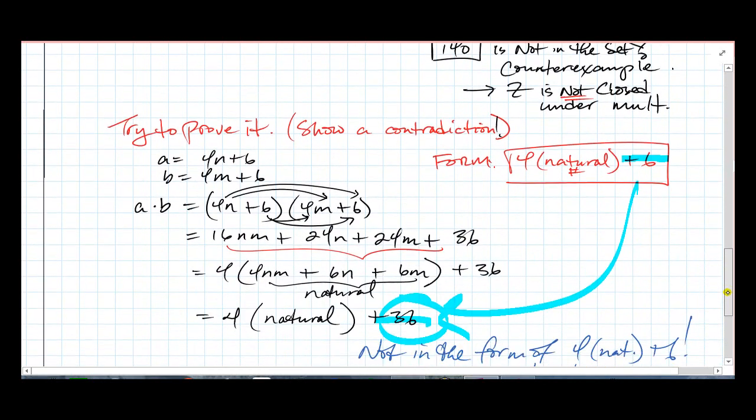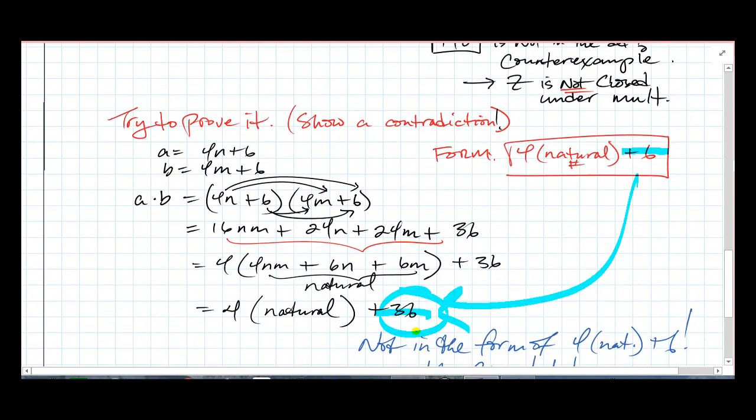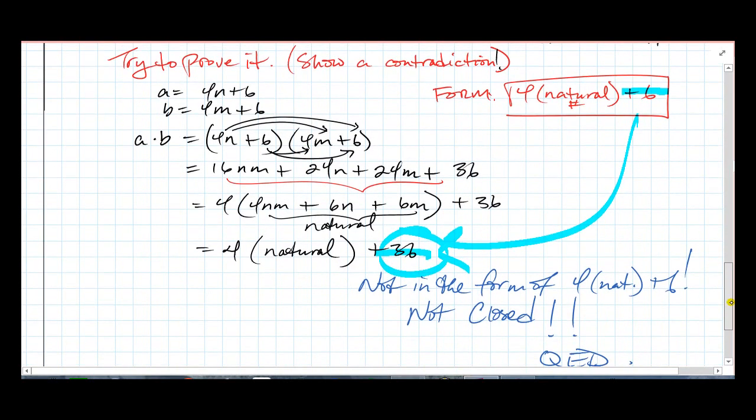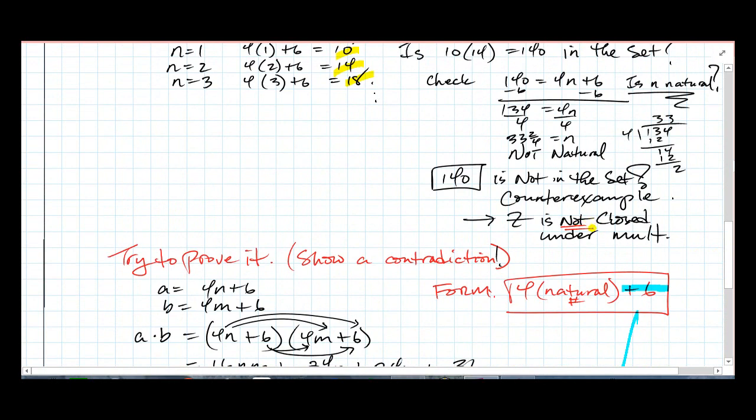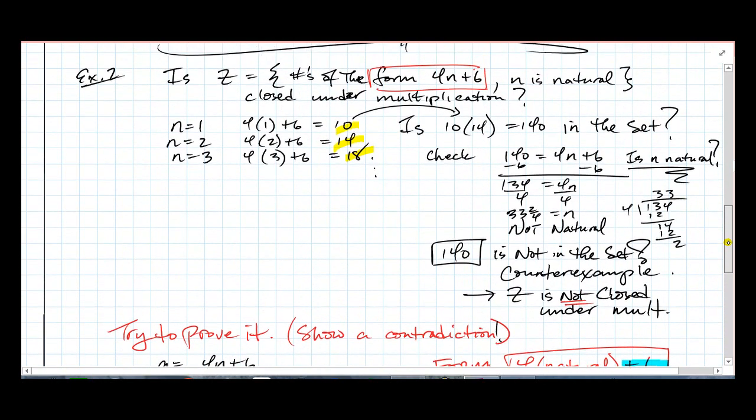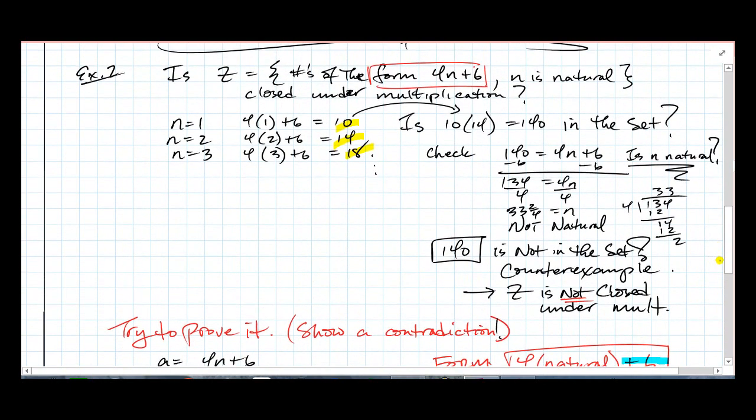Do you have to do this right here? Do you have to try to prove it? No. I just did that to make a point because I wanted to show that even if you tried to prove it, it's not possible to prove that it's closed. Why? Because it's not. Okay, it's not closed. 140 is not in the set. Once you come up with a single counterexample, you are done, people. You don't have to prove it because it's not possible to prove because this is not closed under multiplication.